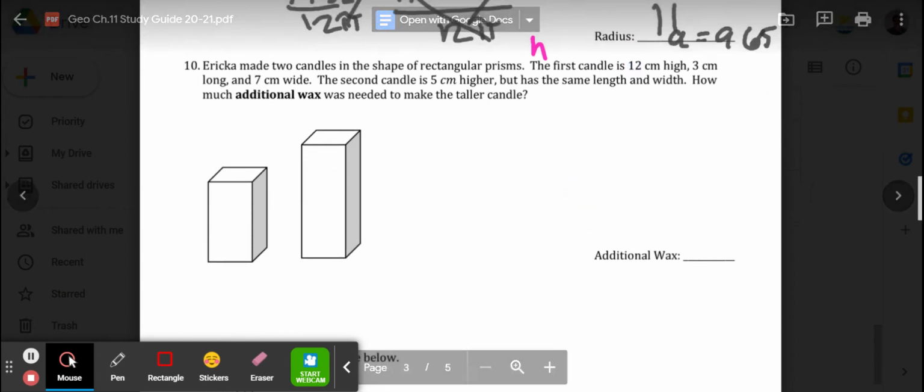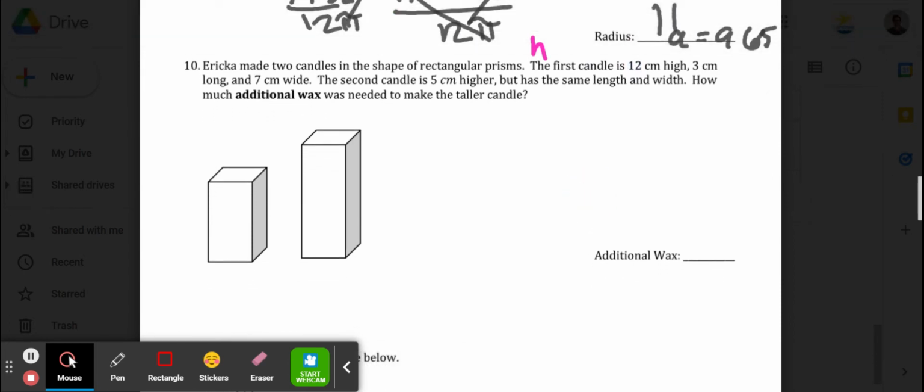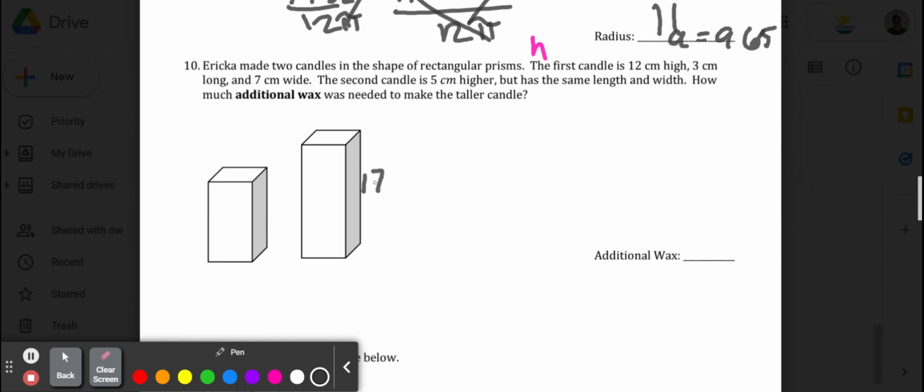Okay. Erica made 2 candles in the shape of a rectangular prism. The first candle is 12 centimeters high, 3 long, 7 wide. The second is 5 centimeters higher. So I'm assuming this one is 17 high, but the same length and width, which was 3 by 7? Okay.